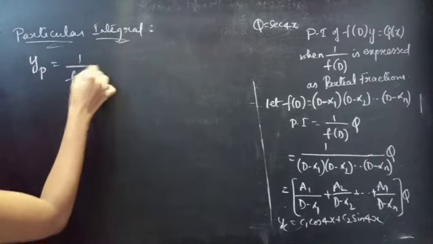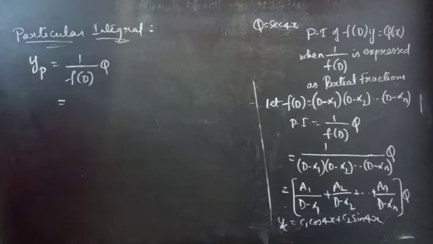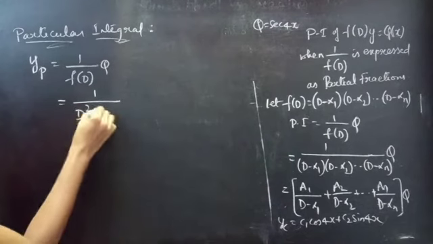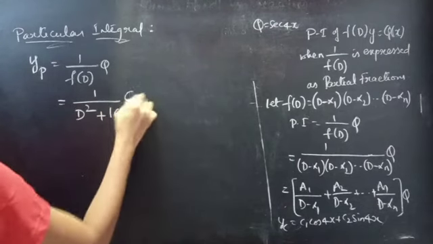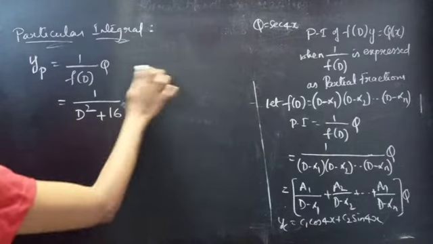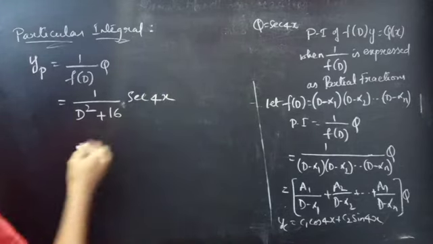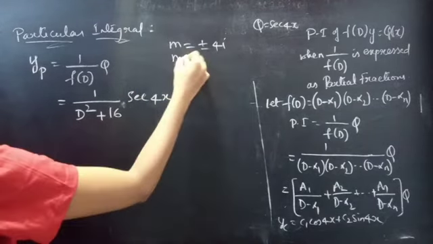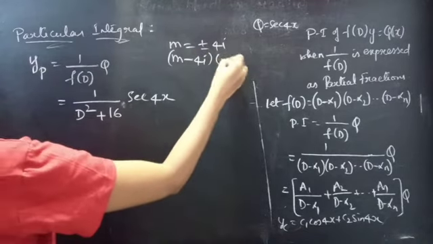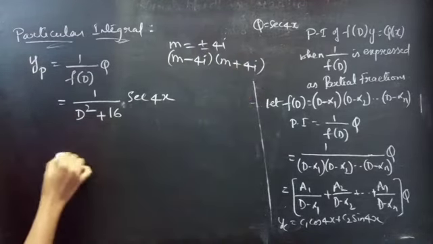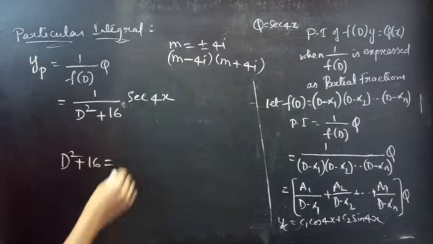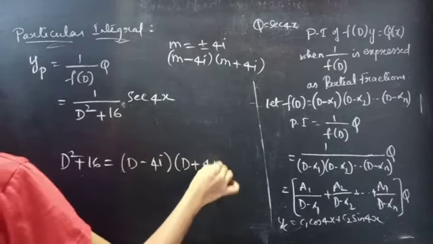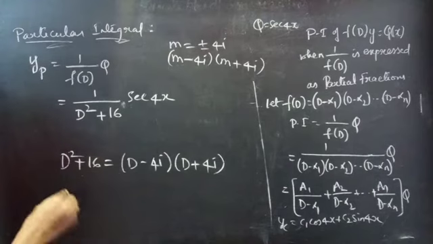It is given by 1 by f of D into Q, right? We have f of D equals D square plus 16, into Q, where Q is secant 4x, and you have roots m equals plus or minus 4i, right? So you can write D square plus 16 as D minus 4i into D plus 4i. If you want, I can show again.